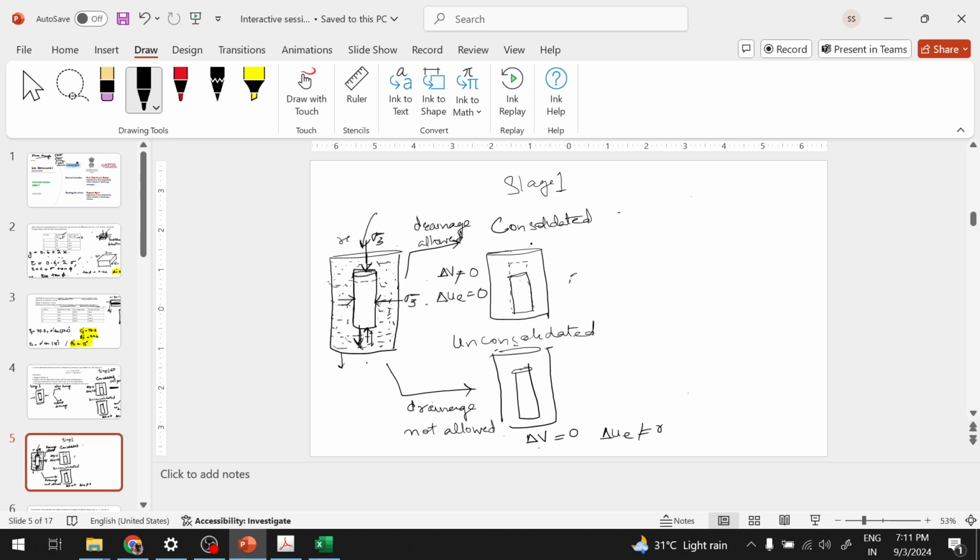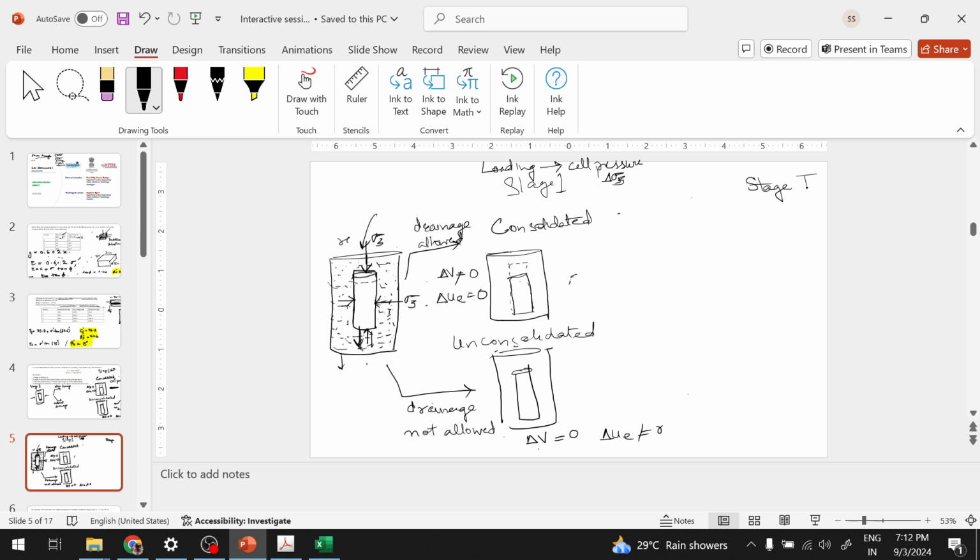Okay. Remember, loading. What is the loading? It is cell pressure, which is delta sigma 3. Why delta? Sigma 3 already exists due to in situ stresses, and now we are increasing this sigma 3. Next is stage 2 loading. What will happen? Here we will have delta sigma 1 or deviator stress.